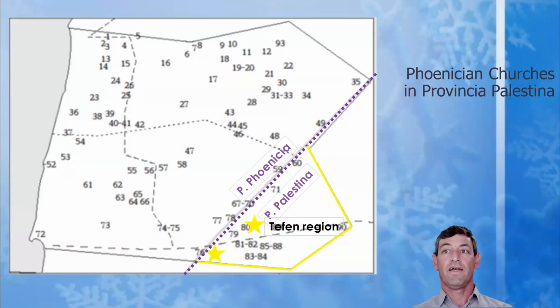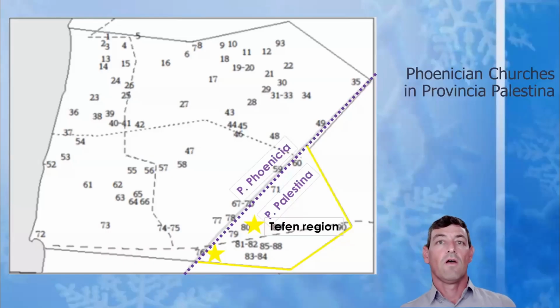So we assume that this region, the Tephen region, was apparently not inhabited by Jews in the early Byzantine period, around the 5th, 6th century. And it was settled by Christians coming from Phoenicia across the border and building their churches in their tradition, inside the Jewish spheres of Palestina's Galilee.